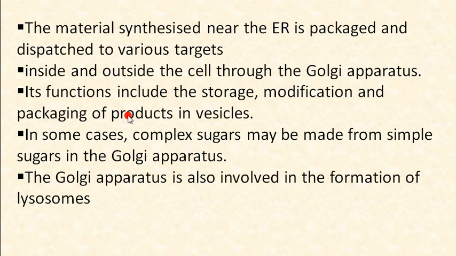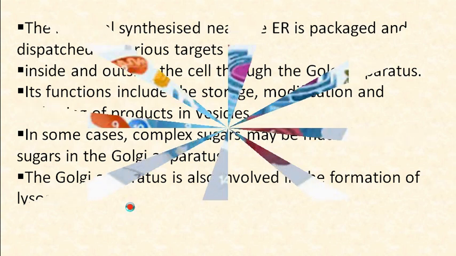In some cases, complex sugars may be made from simple sugars in the Golgi apparatus. So this is another role of the Golgi apparatus, to make complex sugars from simpler ones. Simpler sugars, one example is glucose. Glucose is a simpler sugar, and complex sugar means starch. So make the starch. Starch is a storage form. The Golgi apparatus is also involved in the formation of lysosomes. Okay, involved in lysosome formation, because lysosomes are another important cell material. So the Golgi apparatus is useful there also.